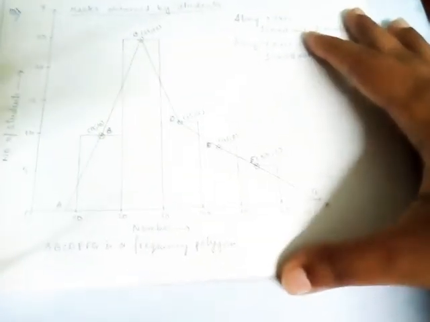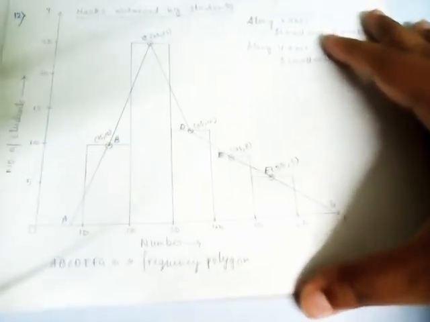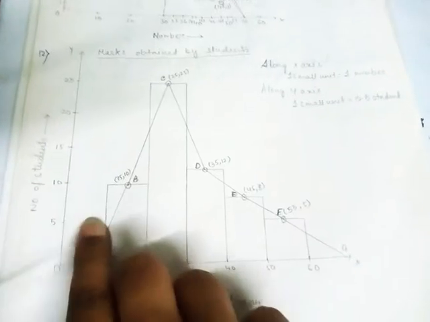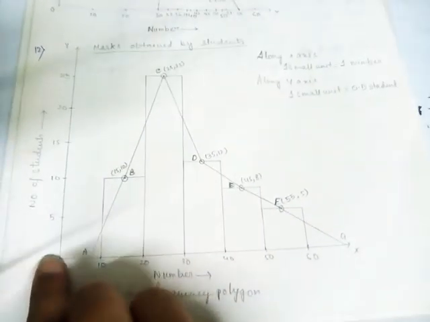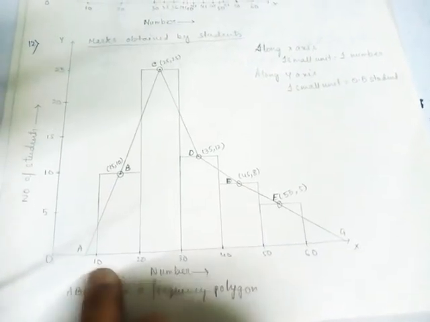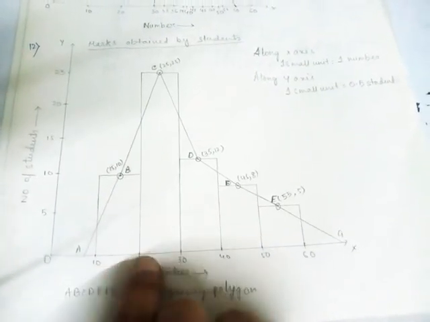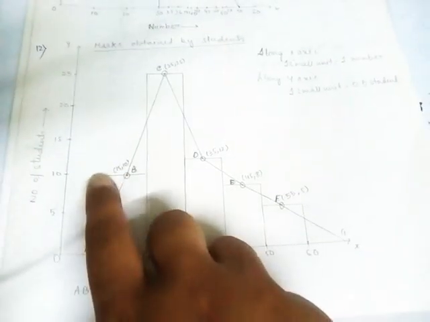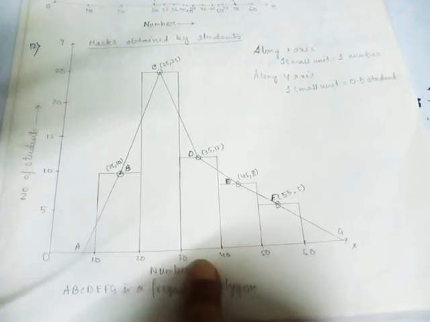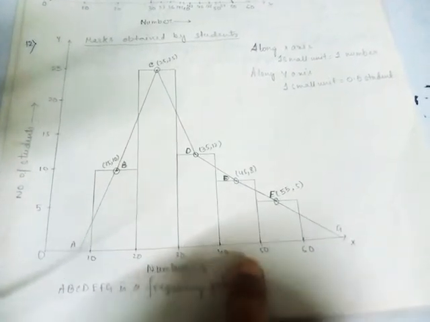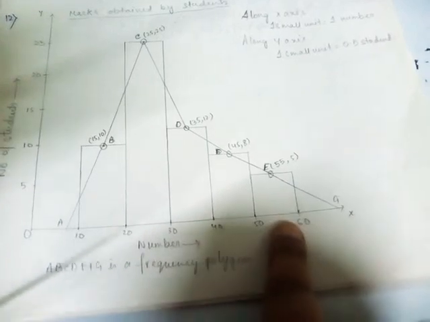In the second one, they said first you have to draw a histogram, then you have to draw the frequency polygon. For that reason I take along the x-axis one number and along the y-axis two small units, meaning one student. First I drew the histogram. They said for the range 10 to 20 the number of students is 10, for 20 to 30 it is 25, 30 to 40 is 12, 40 to 50 is 8, and 50 to 60 is 5.